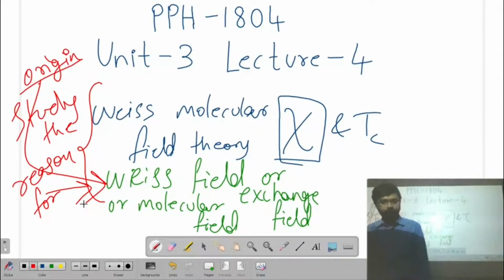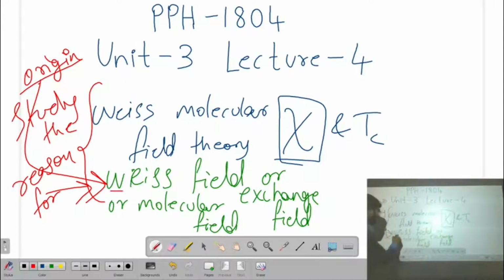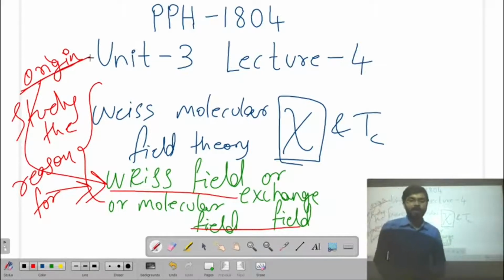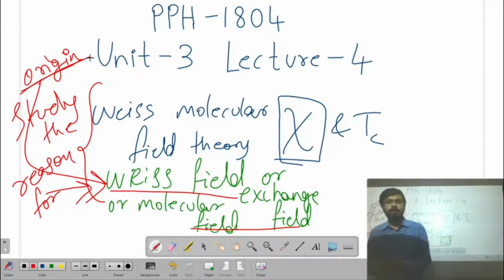We will study the reason for it, and the topic is including the Heisenberg principle also, but to understand the origin or the existence of Weiss field or molecular field or exchange field, before that we will see two small topics, that is a two-electron system, singlet and triplet states. Two-electron system, singlet and triplet states, right?